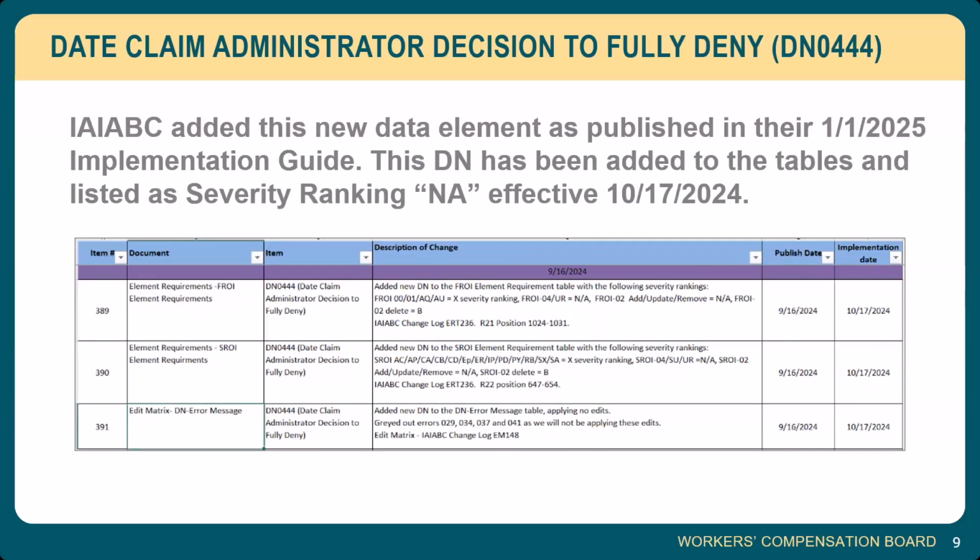The next slide here: IAIABC added the new data element, date claim administrator had a decision to fully deny, DN 0444. We currently have it marked as NA here in New York. We are not taking that DN, but we wanted to update our tables just to reflect that. So that is changelog items 389 through 391.